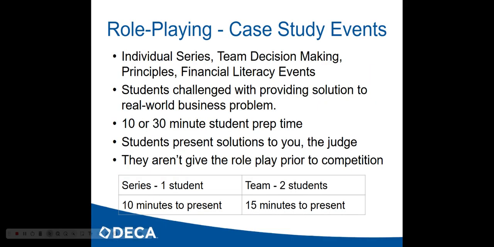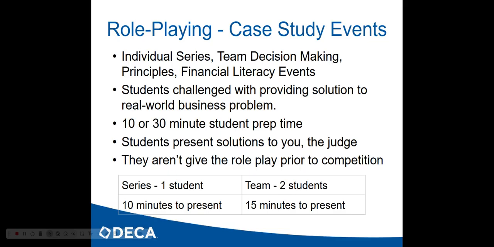So today you're going to be judging a role play, which is a case study type of event. We have 4 different areas students compete in: an individual series, a team decision making, a principles event, or a financial literacy. Students are provided real-world business problems, and they're going to be coming up with the solution.